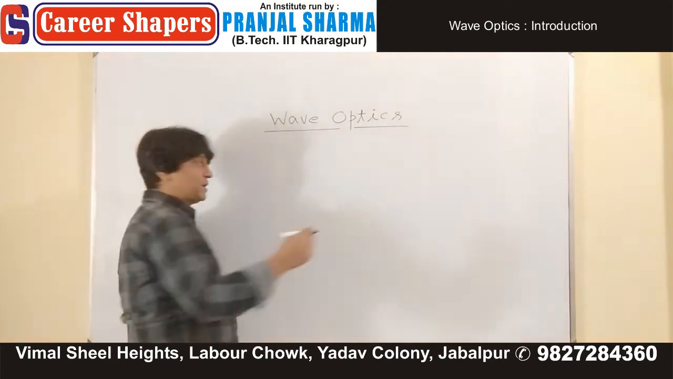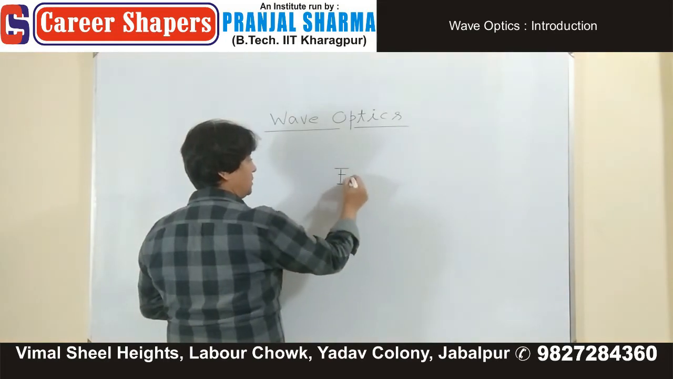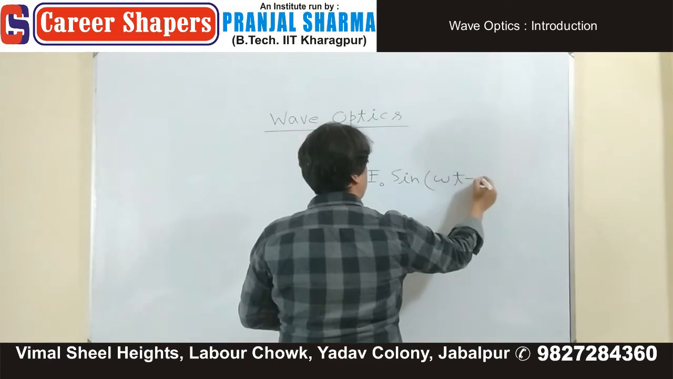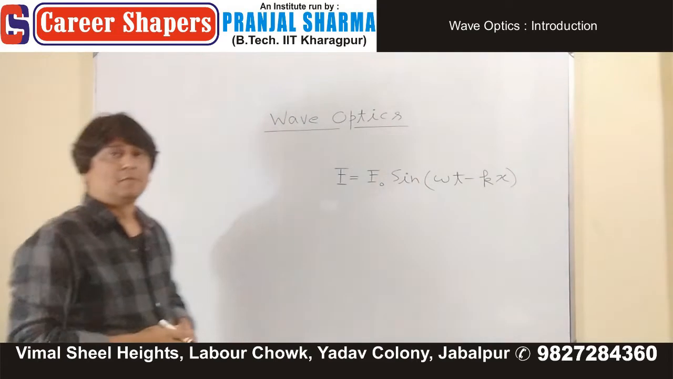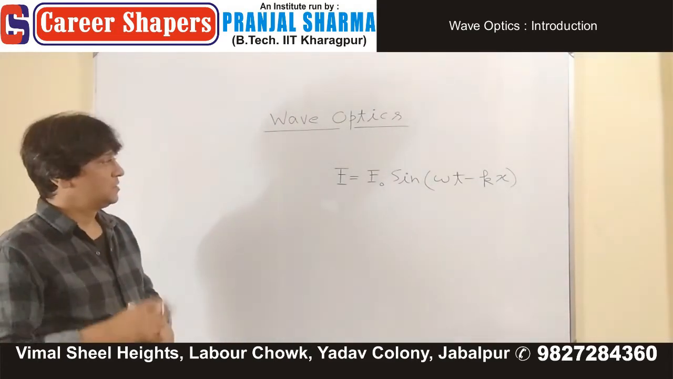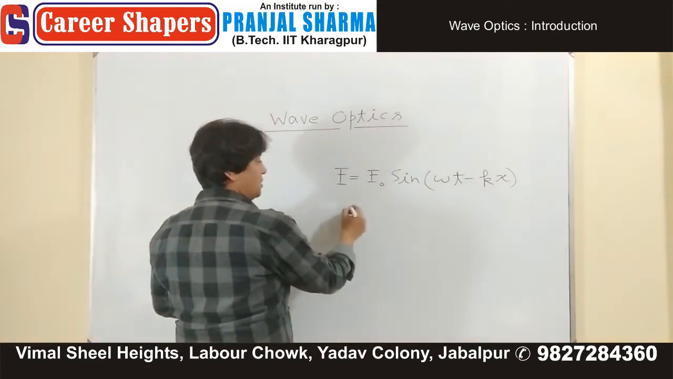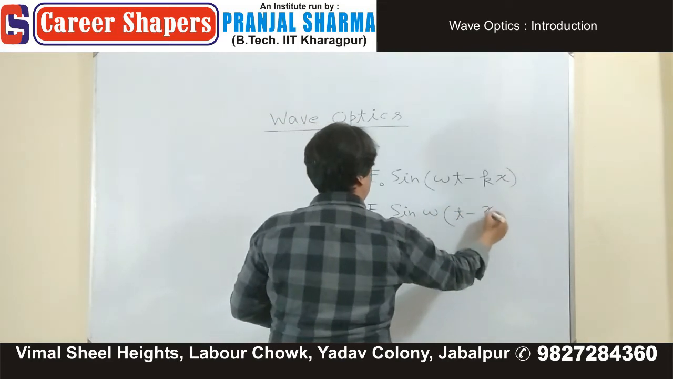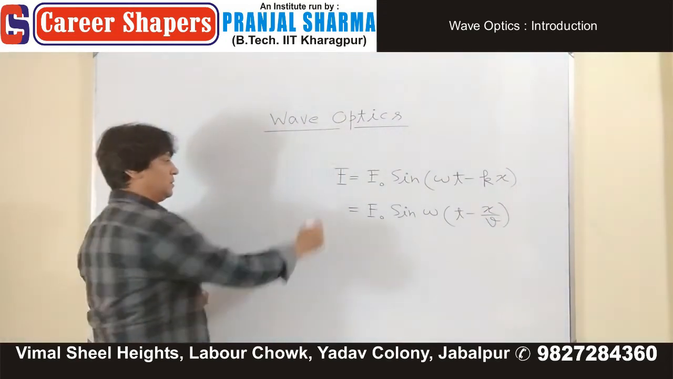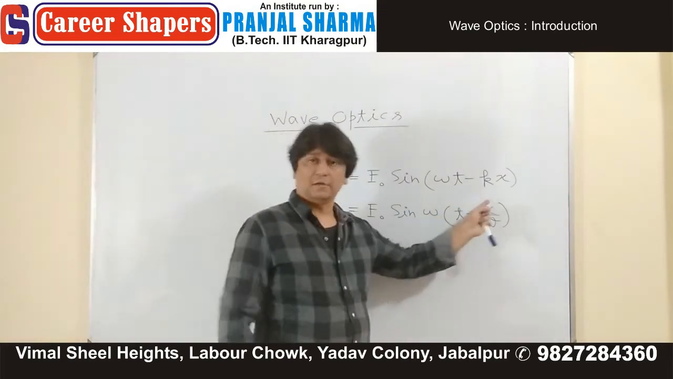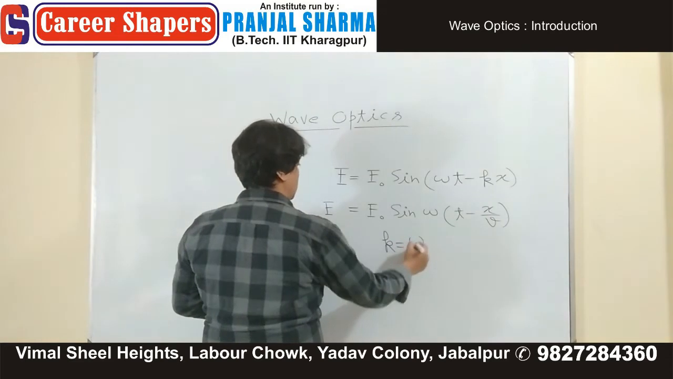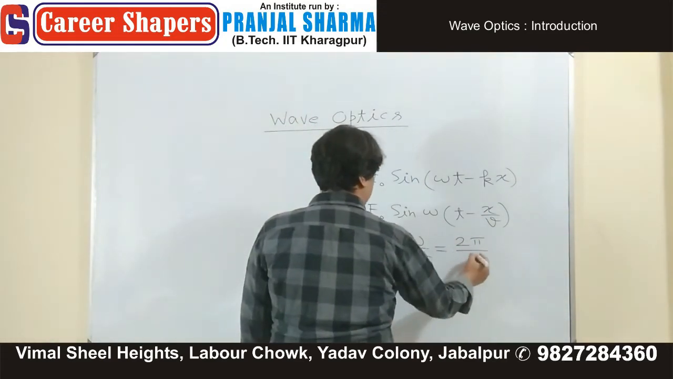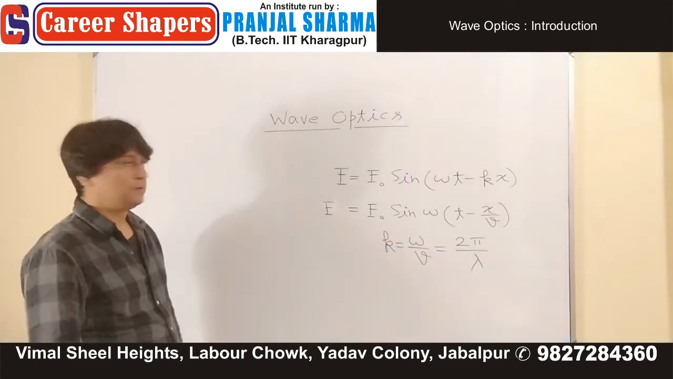Right now, the thing we are interested in is E, which is E naught sine omega t minus kx. We have seen this thing in electromagnetic waves. The same electric field is present in front of you. This is E naught sine omega t minus x upon v. What is k? You know that. k is omega upon v. Take the omega part inside, which is basically 2 pi upon lambda. We have already done this much in electromagnetic waves.